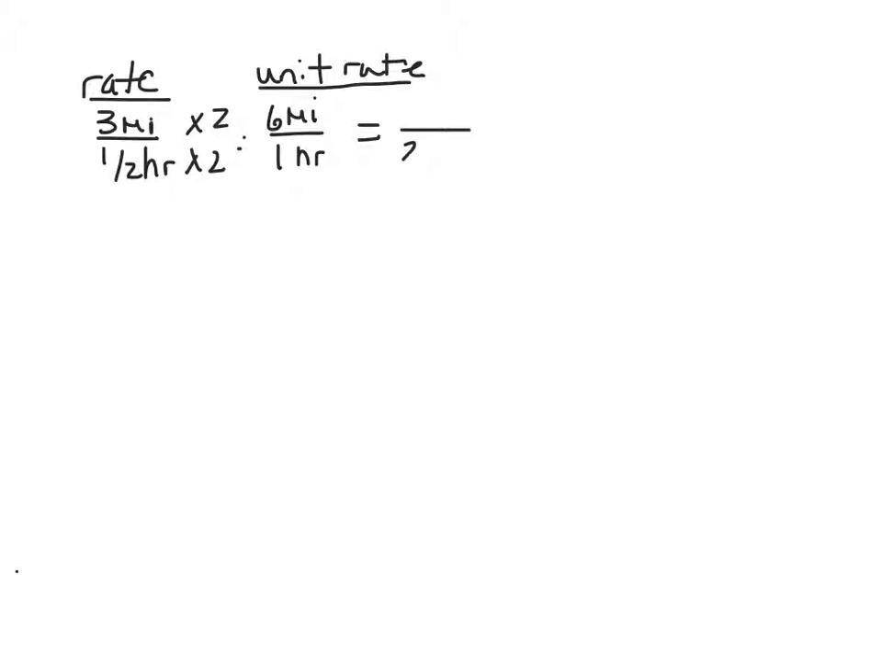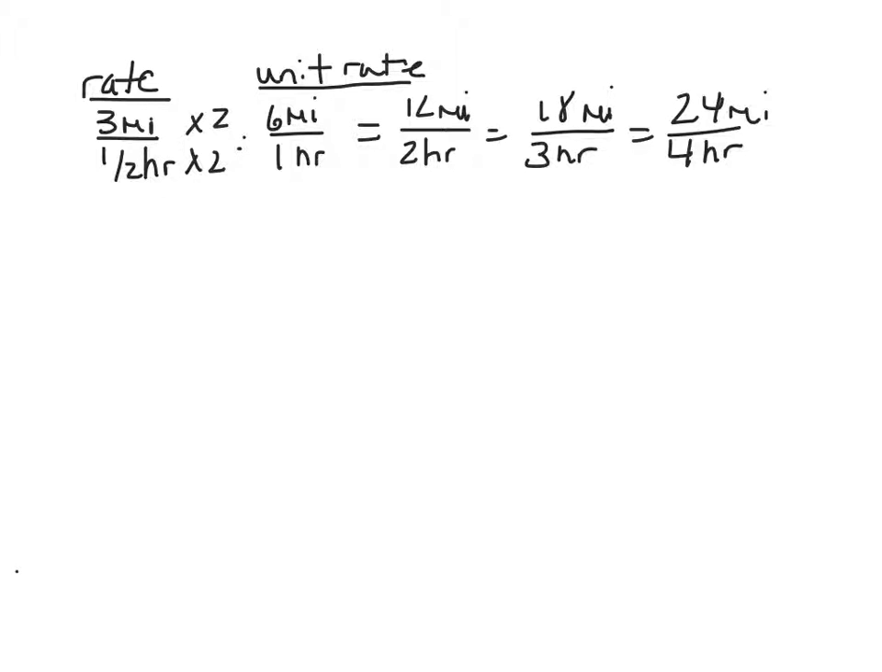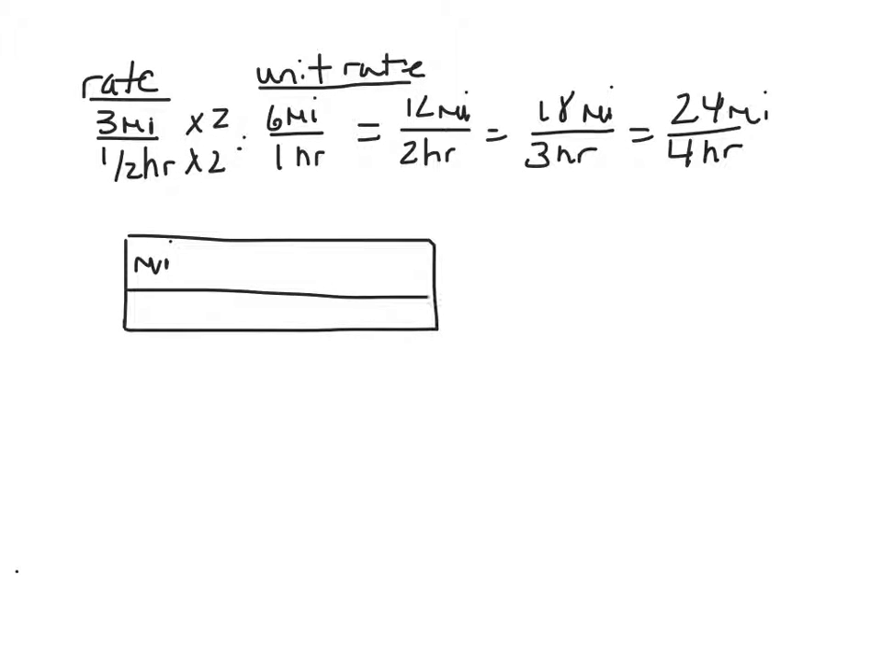In 2 hours, I can row 12 miles. In 3 hours, I can row 18 miles. And in 4 hours, I can row 24 miles. I can then change this data, or these rates and unit rates, into a nice little table so it's a little easier to read. And we've seen these before.